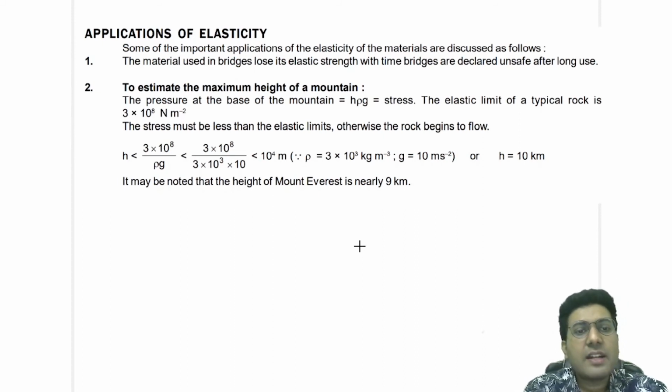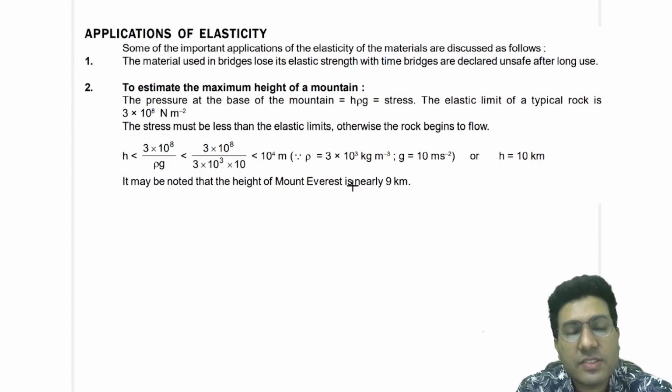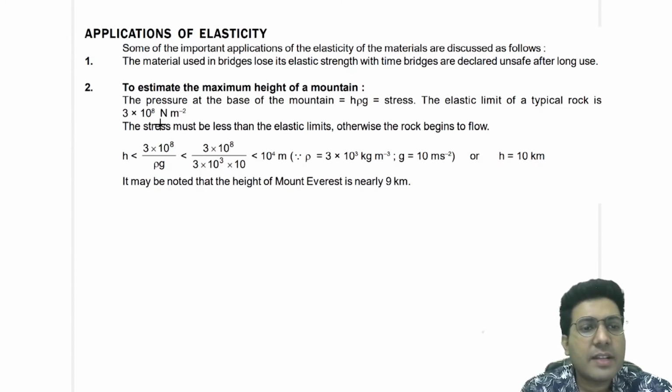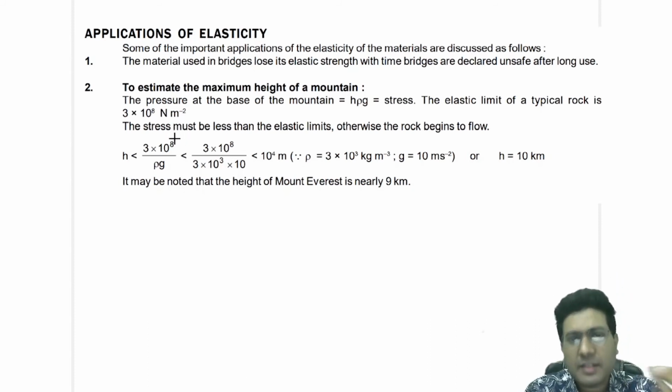The pressure at the base of the mountain will be rho gh, obviously. That will be the stress at the base, because pressure is the compressive bulk stress. We know that pressure varies with height, so the excess pressure at the base of the mountain will be rho gh. The elastic limit of a typical rock is 3 × 10^8 newton per meter square. That means it can handle this much stress at max, for a typical rock.